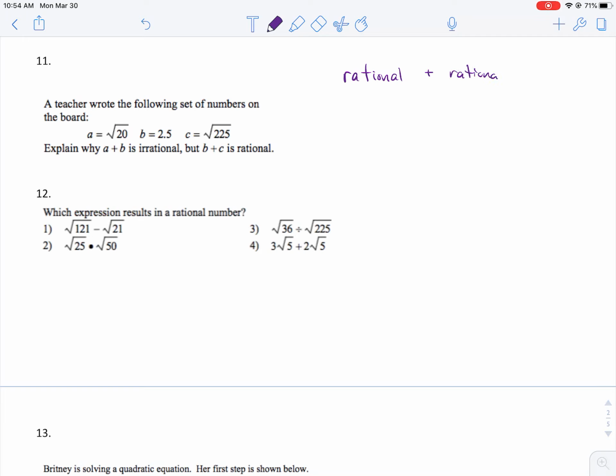So anytime you add a rational number plus a rational number, you get a rational number. Okay? Anytime you add an irrational number plus a rational number, that is always an irrational number. Okay? An irrational plus irrational is also always an irrational number. Okay?